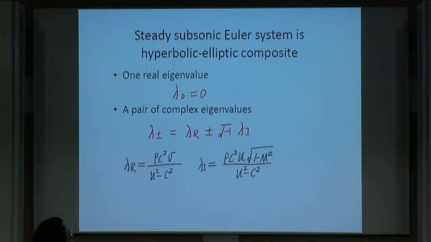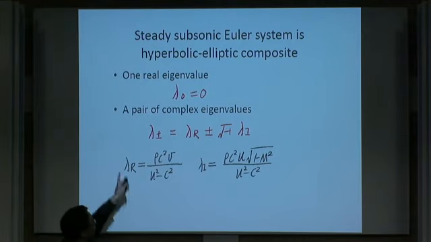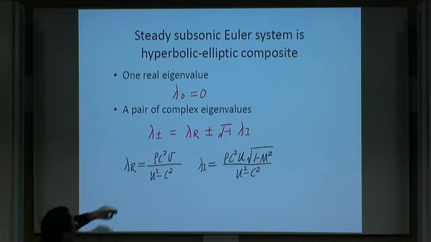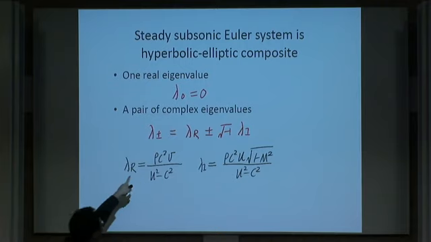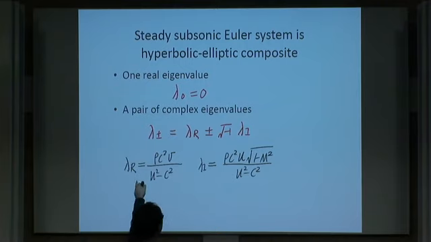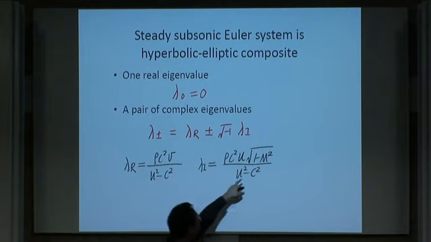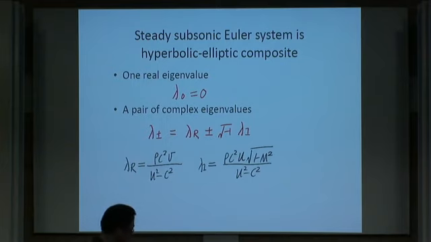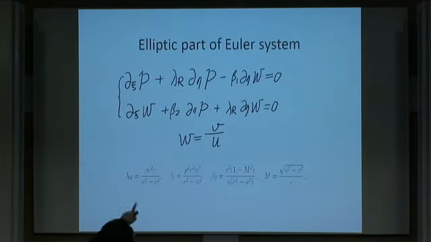Now the steady subsonic Euler system is the elliptic hyperbolic composite. By the definition, we can find that there is one real eigenvalue, lambda 0 equals 0, and a pair of complex eigenvalues, lambda plus and lambda minus, given by this, where lambda r is the real part and lambda i the imaginary part. Here M is the Mach number, because we assume the subsonic flow, so it is less than 1. So the steady subsonic Euler is a hyperbolic elliptic composite. This is the most difficult part of such problems. But fortunately in the 2D case, we can decompose it into the elliptic part and the hyperbolic part.